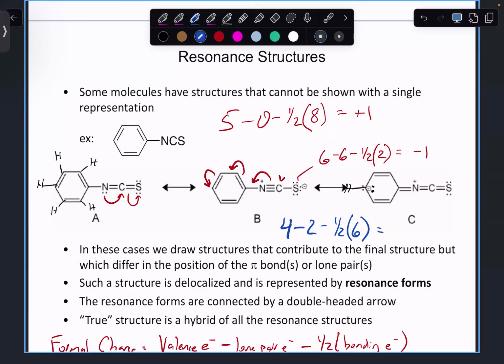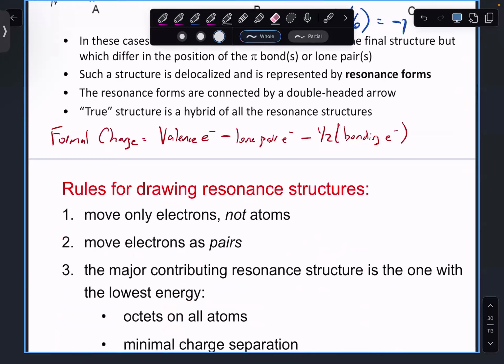And what does that give us? 4 minus 2 is 2. 2 minus half of 6 is 3. That would be a -1. So that's why it has a negative charge. Questions there? All right, let's do another example of this.